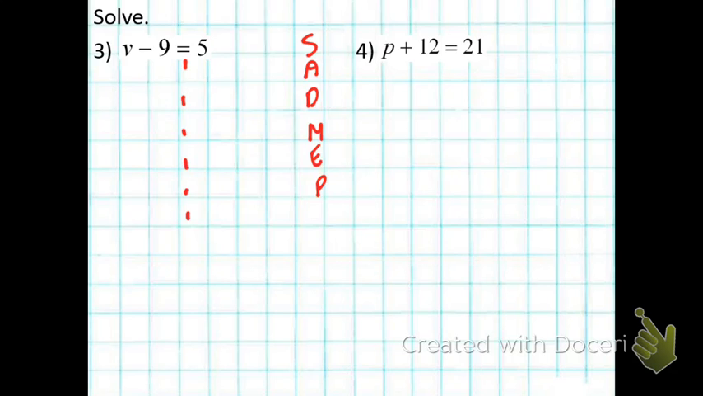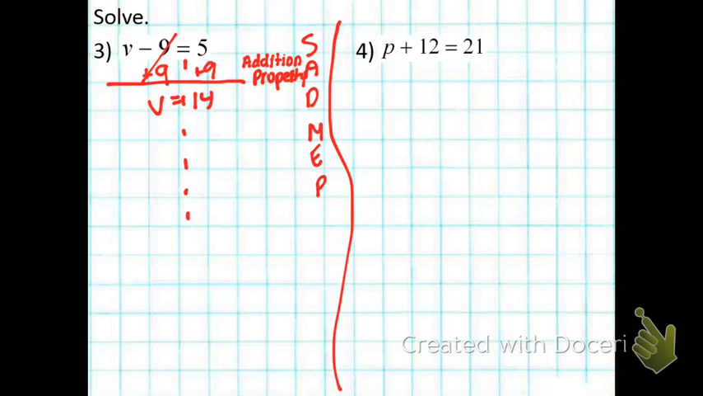Okay. Are there any subtraction signs by the v? Yeah, there's a subtract 9. So what's the opposite of subtract 9? That's right, add 9, right? Good job. So you got add 9 on both sides. So v is equal to 14, right? Because the 9s go away. And that's it. The property I just used was the addition property of equality, okay?